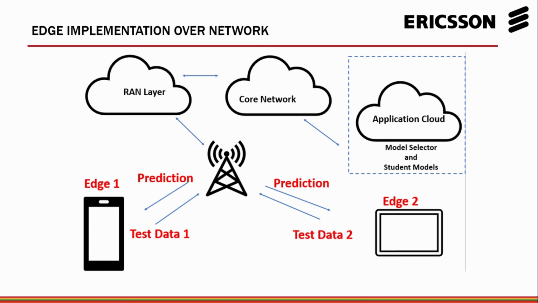This is how our model architecture comes in handy here: the edge devices can send any kind of data, and a single student model in the application cloud cannot handle all these variations. So we have multiple highly lightweight student models in the application cloud, and we have a lightweight model selector that takes the input data and says which student model will work better. That student model alone performs the inference and all the operations and sends it back to the core network. With this, we save a lot of latency, space and memory, and we also get very good accuracy.